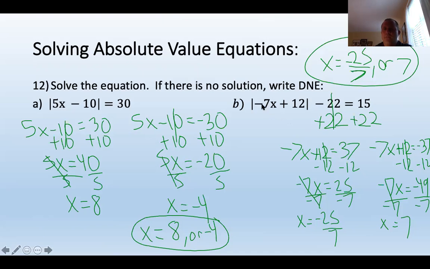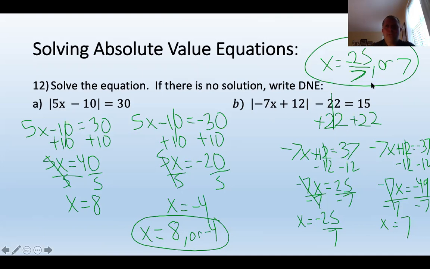The next problem states absolute value of negative 7x plus 12 minus 22 equals 15. Now you need to set your absolute value equal to a positive and negative number, but not until we move the negative 22 over, because the absolute value part of the equation has to be by itself. If we add 22 to each side, that would be negative 22 plus 22. That would cancel out, and you'd have 15 plus 22 is 37.